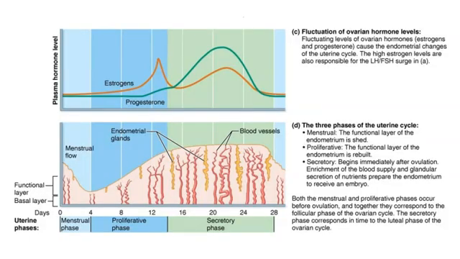So looking briefly at the menstrual cycle, we're going to identify three phases shown along the bottom of this diagram here: the menstrual phase, the proliferative phase, as well as the secretory phase.